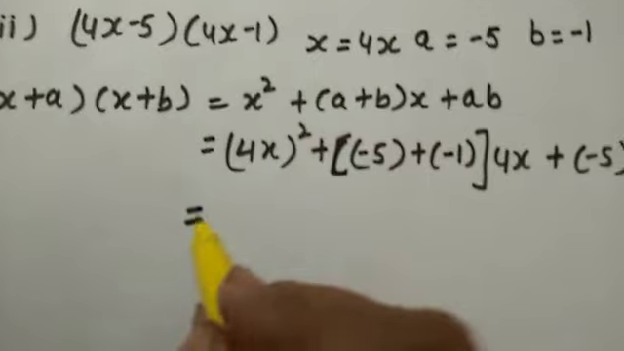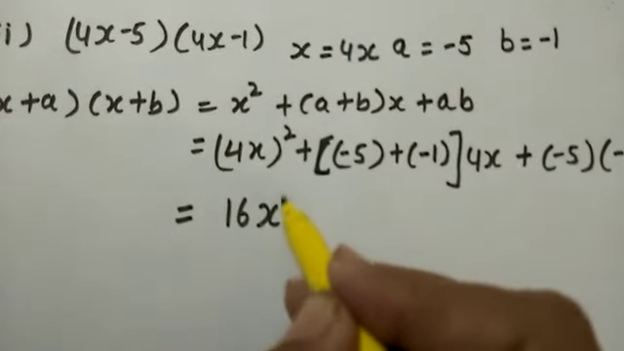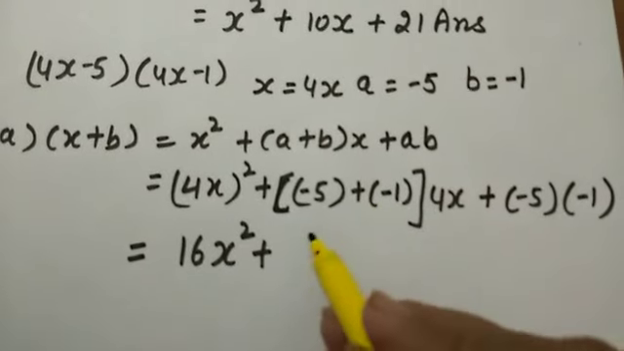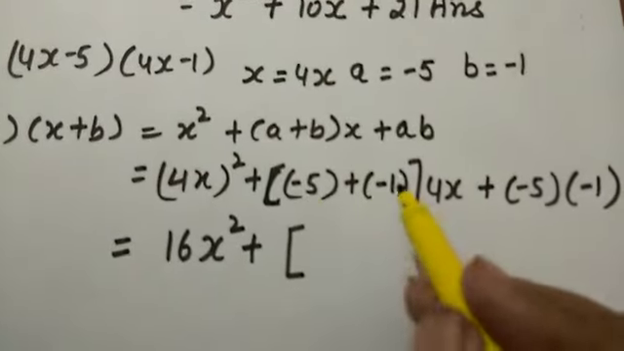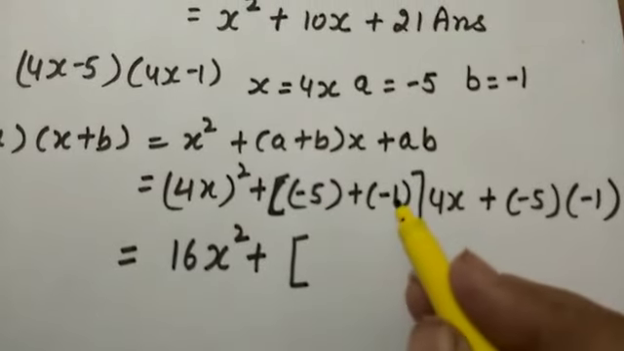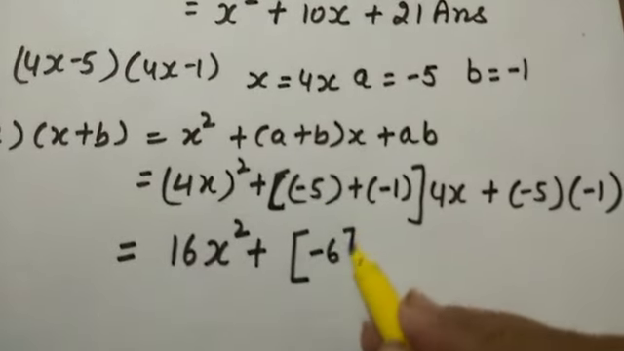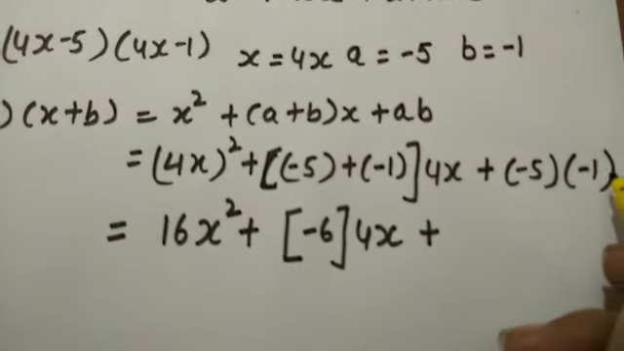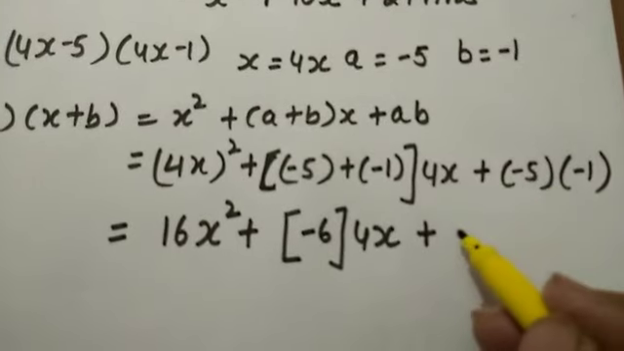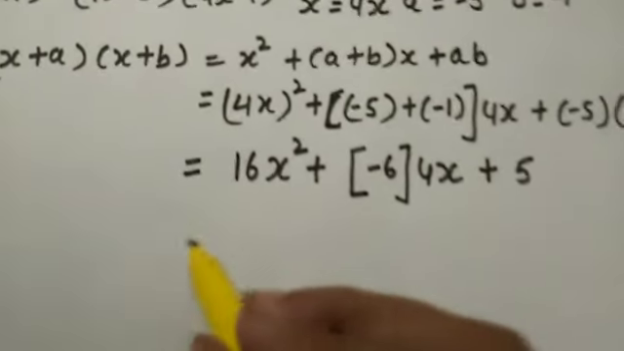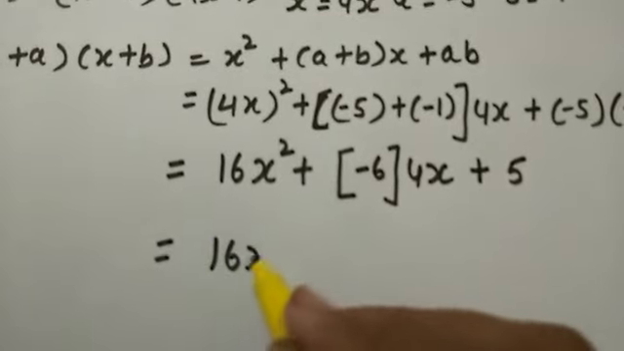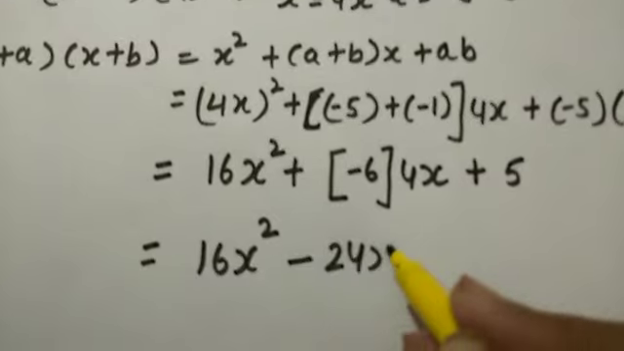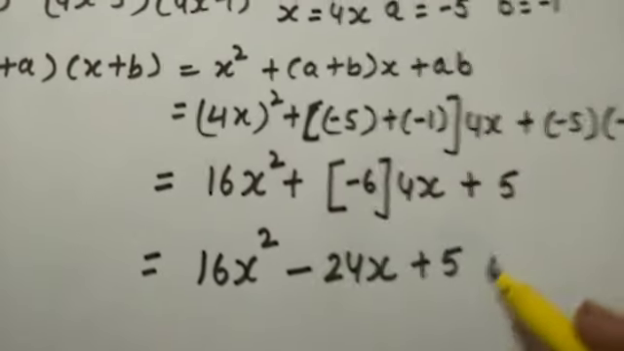Now we'll solve this one. 16x² plus the sum of these two, both are negative, so −5 and −1, −6 into 4x plus, now these two on multiplication, 5 ones are 5, the result will be positive. So the solution of this one will be 16x² − 24x + 5.